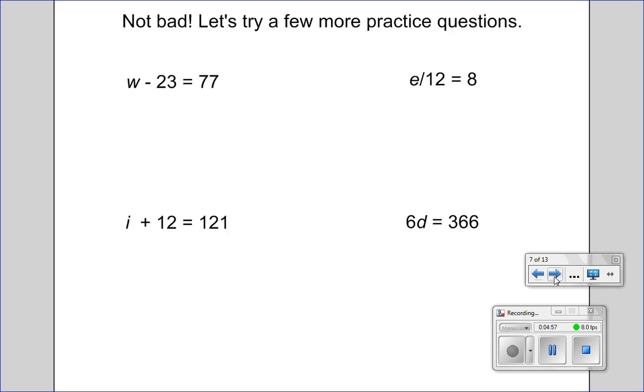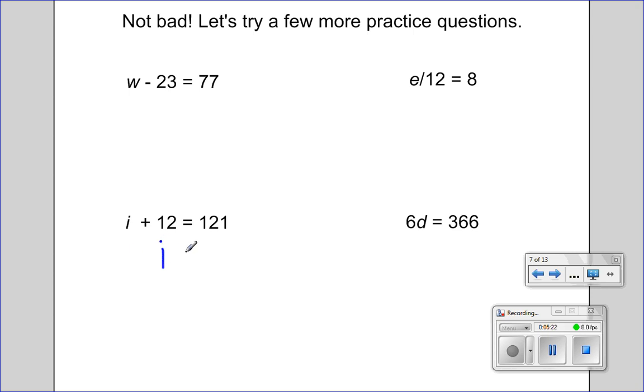Okay, a couple more. I will try one more, and the remaining 3 you will try at home. I think I'm going to try this one down here. I plus 12 equals 121.